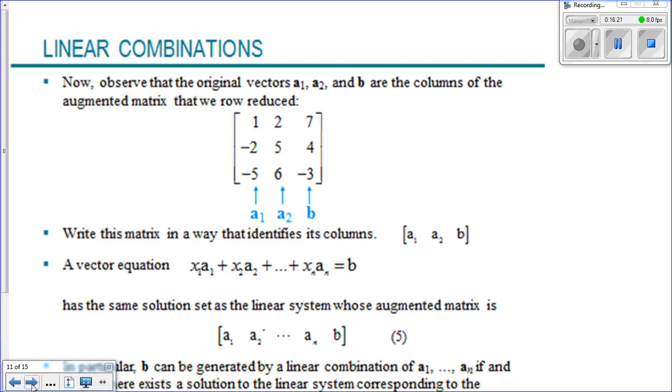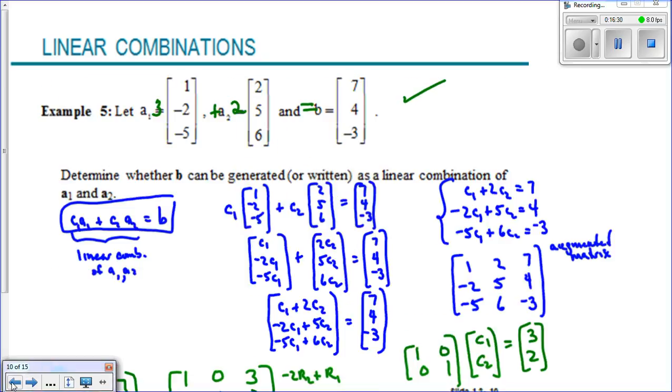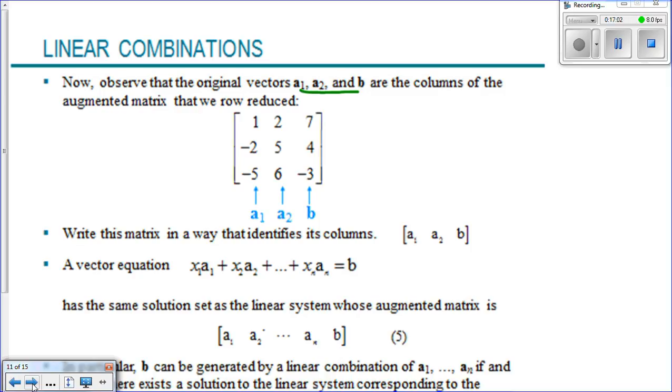So, generalizing that, notice that the original vectors A1, A2, and B ended up being the columns of that augmented matrix. So if you go back here, look at the columns over here. This is A1, and this was my A2, and here was my B. So if you're trying to determine the weights of A1 and A2 that create B, or what linear combination of A1 and A2 gives you B, just simply put the vectors A1 and A2 in columns of a matrix and B in another column. So this will create the augmented matrix.